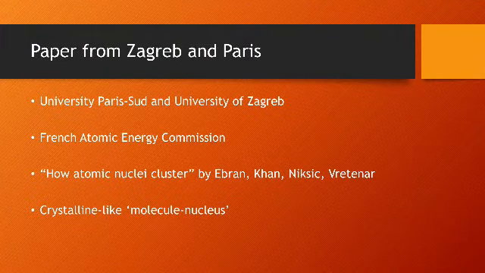Now, the name of the paper by Ebran, Khan, Nakatsukasa, and Niksic is called How Atomic Nuclei Cluster. This talks about a crystalline-like molecule nucleus as an alternative to the liquid nucleus that was expected for heavy elements. And they're saying that this lighter neon then can become almost like a crystal structure with a static positioning of things.